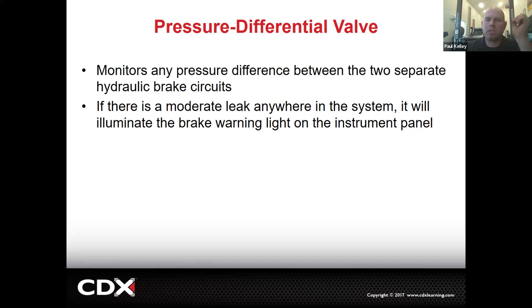If it monitors any difference in pressure between the two separate systems, it can turn the light on. If there's a leak anywhere in the system, it'll illuminate. If it's a moderate leak, I should say. If it's a seep that doesn't affect pressure, it won't trigger the light. But if it's a leak that actually makes your pressure different, like there's a differential, it will trigger a leak. It's kind of hard to explain, but the picture is actually worth a million words. So here you go.